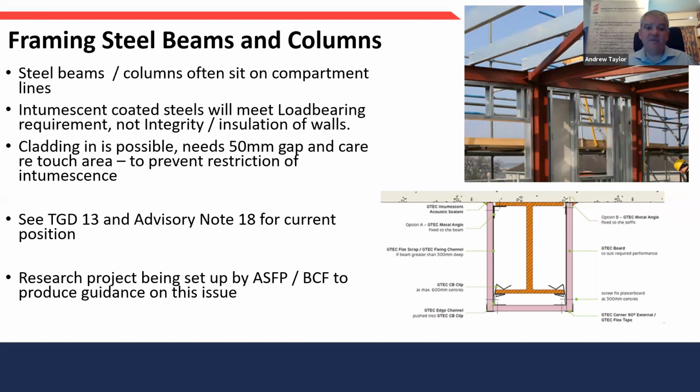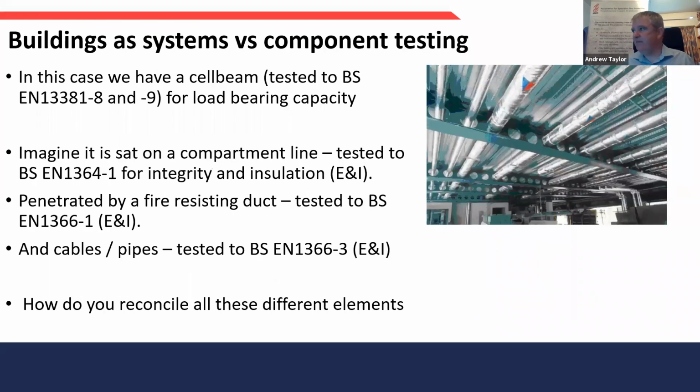And it can get even more complicated. There was a picture I came across recently, and I've tried to go back and find it. Here we've got a cell beam, and we know that cell beams could well be tested to BS EN 13381 Part 8, which is the plain steel test, and 13381 Part 9 for load bearing capacity. So that gives us our structural fire resistance.